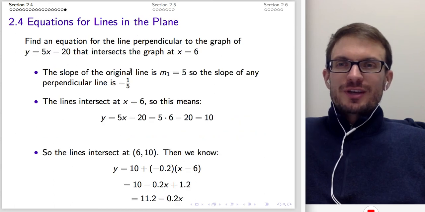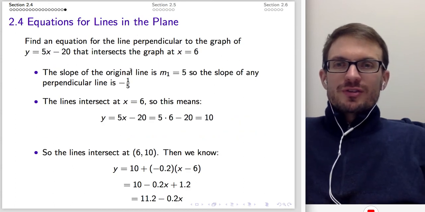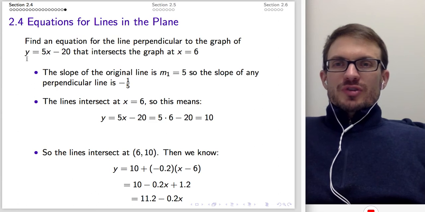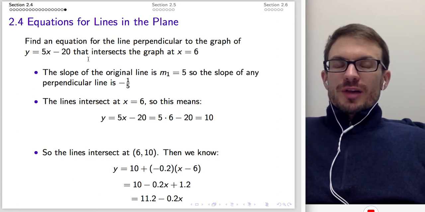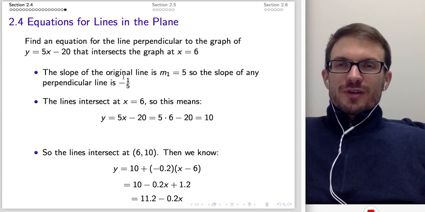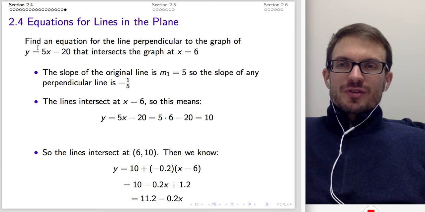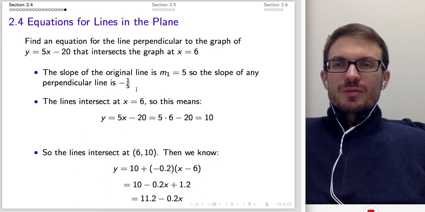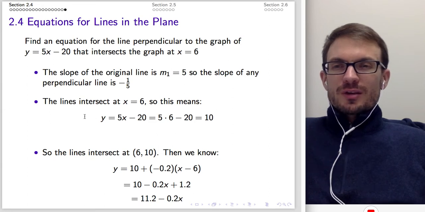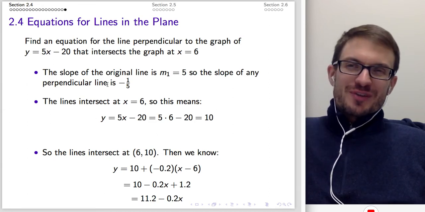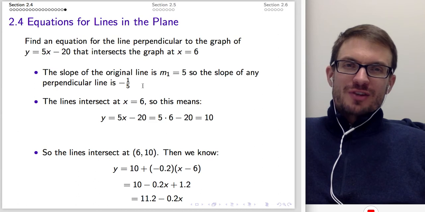And then lastly, we have perpendicular lines. So if the original slope is 5, we know the line we're building has a slope of minus 1/5. Why? Because they have to be negative reciprocals. If this had been 6, then the slope we'd be trying to find for our perpendicular line would have been minus 1/6. Okay, but it's not. Our slope is 5, and so our perpendicular line has slope minus 1/5.